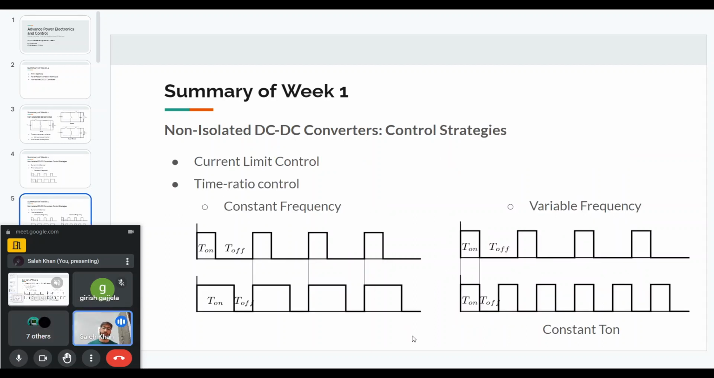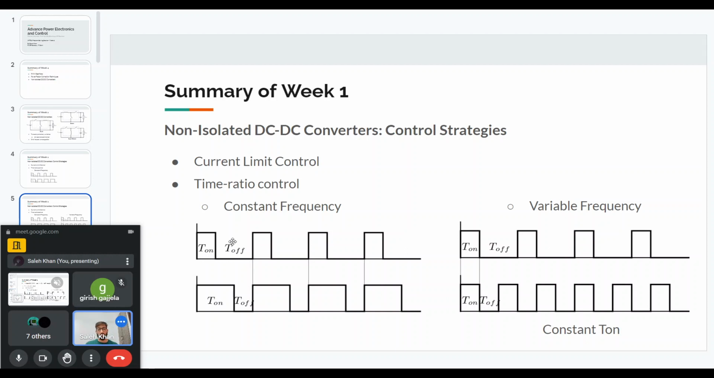So I was saying that in DC-DC converters, one of the control variables that we have is the duty ratio. And the duty ratio is defined by the time T on divided by the time T on plus T off, which is basically the switching time, the inverse of the switching frequency. So this duty ratio is the control variable. By changing this duty ratio, we can change the voltages and currents in the converter.